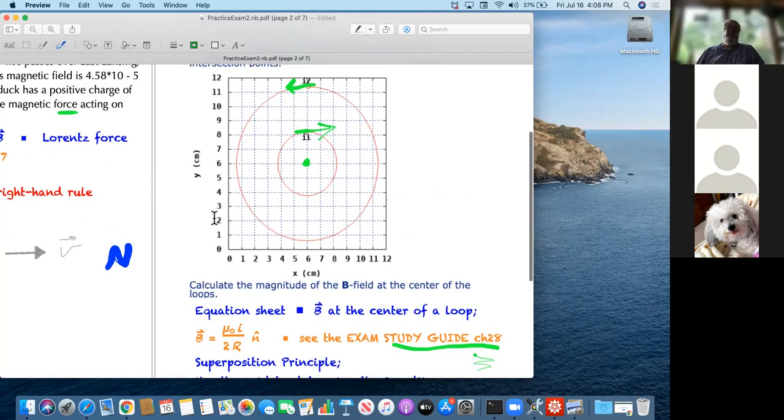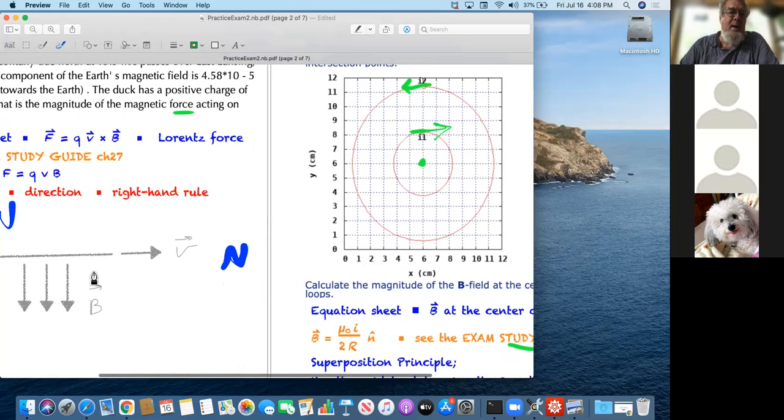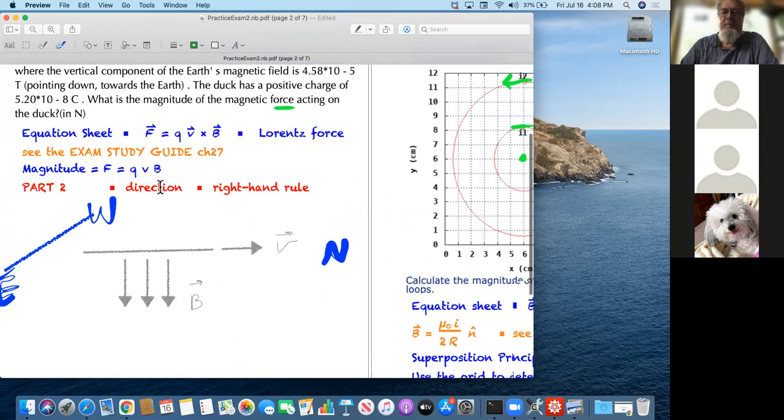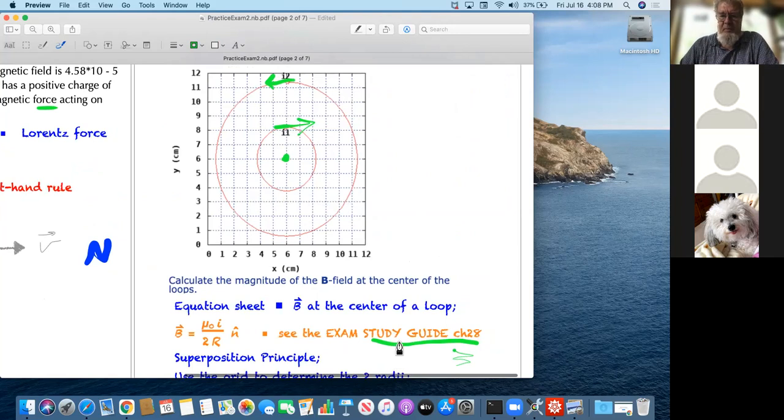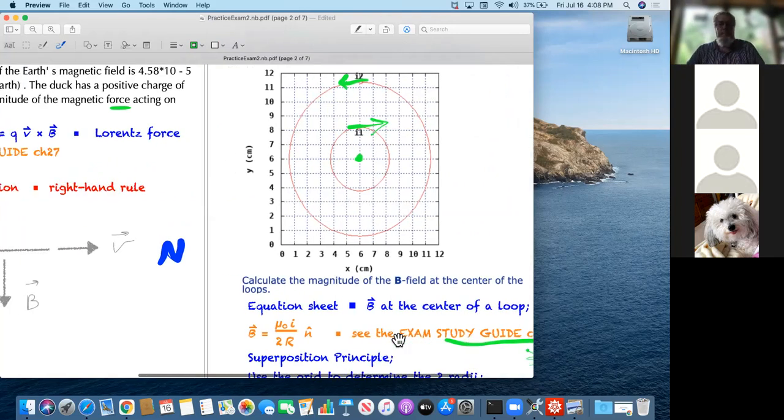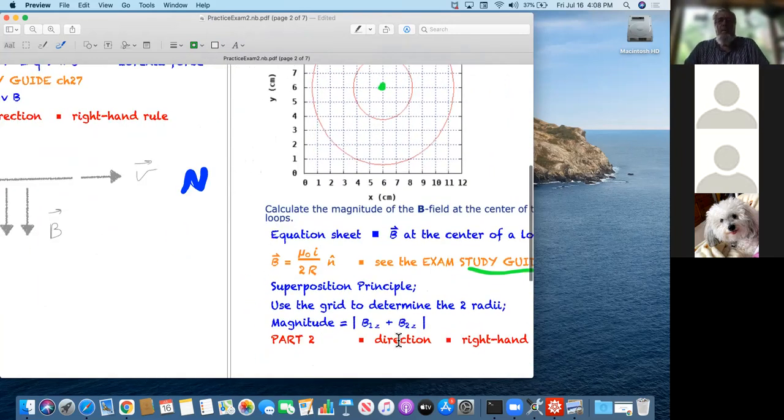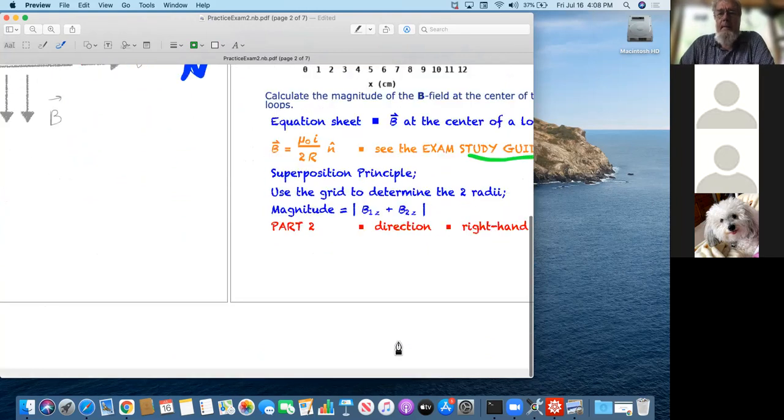If the fingers of your right hand curl in the direction of the current, then your thumb points in the direction of the magnetic field. It's not the same right-hand rule as we have over here for the force, but anyway, this is explained in the study guide. So that's the second question.